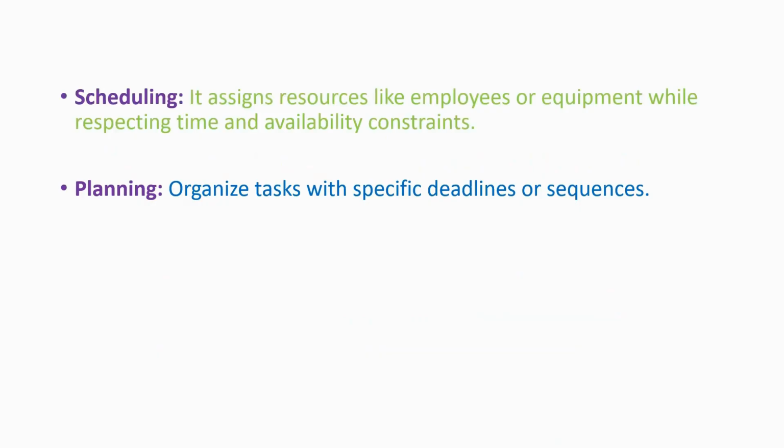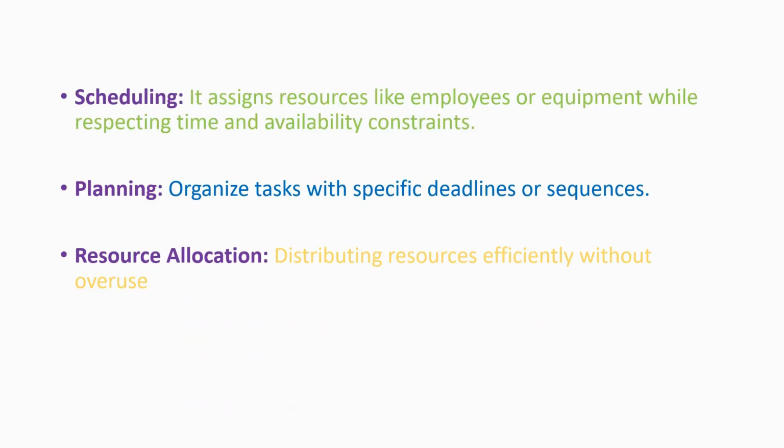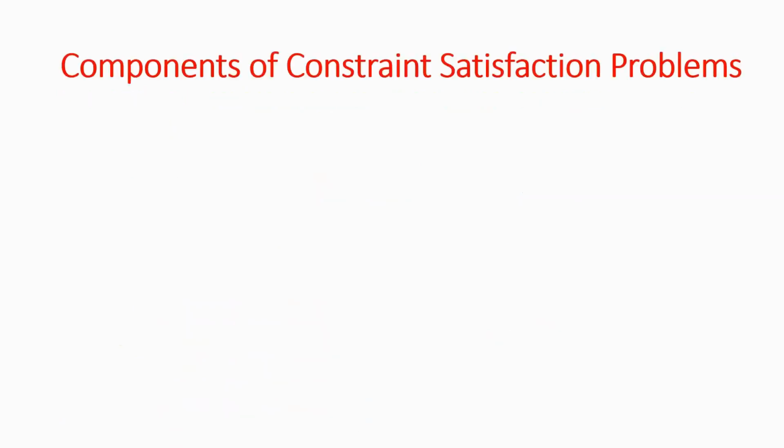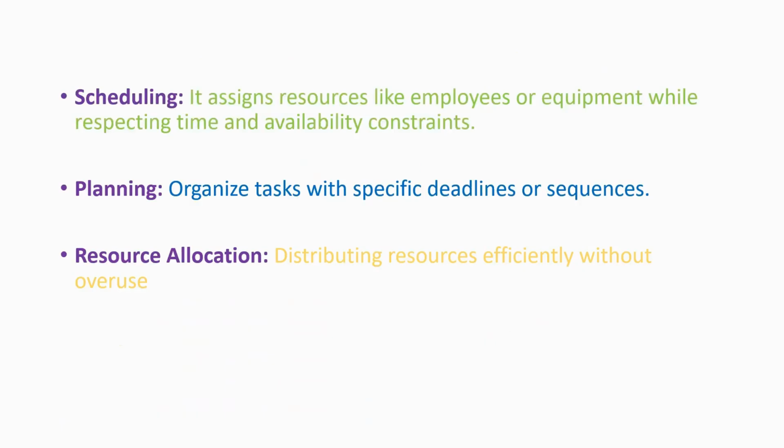So planning, logistics and delivery route optimization, robotic path planning, task allocations, and resource allocation: distributing limited resources efficiently without overloading, for example equipment and bandwidth. Then we have puzzle solving, like Sudoku and N-Queens problems, crossword puzzles, and configurations, automated reasoning systems, and computer vision.